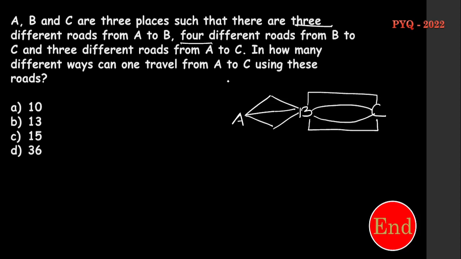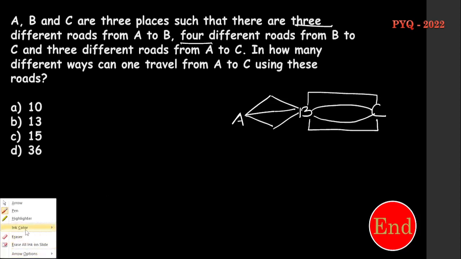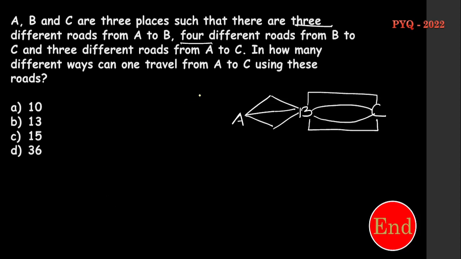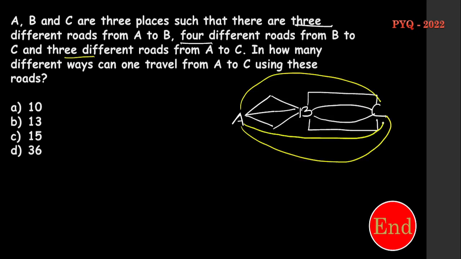Now, there is one more thing, that is A to C. From A to C, how many roads are there? 3 different roads from A to C. So from A to C, this is one road, 1, and this is one more, 2, and there is one more road. I can draw like this. So totally 3 roads are there. So in how many different ways can one travel from A to C using these roads? This is what the question is.